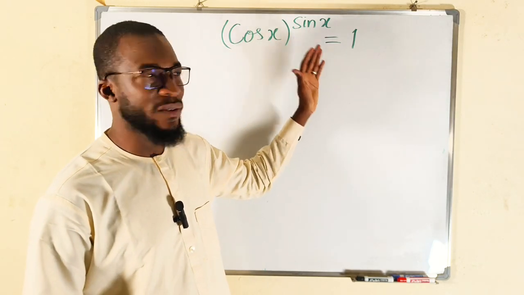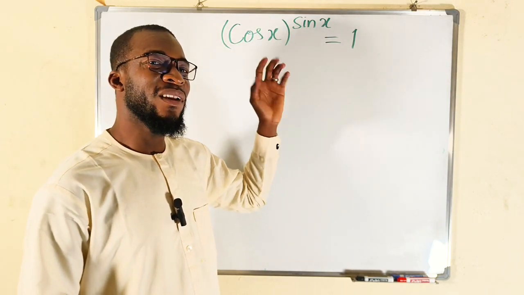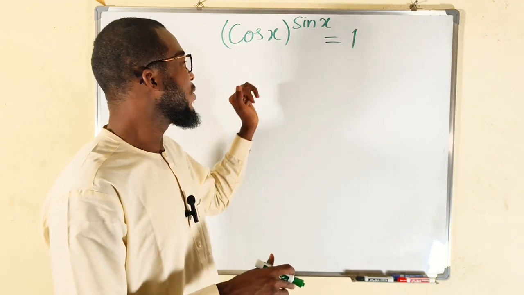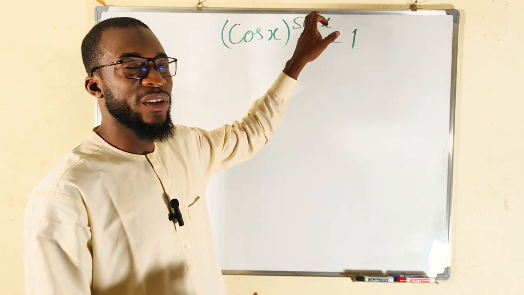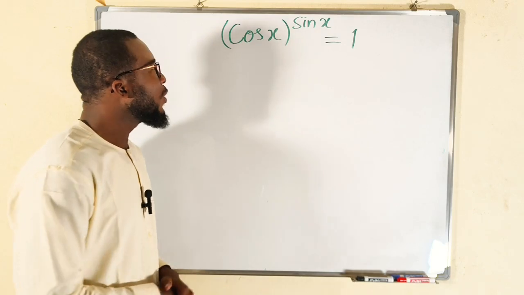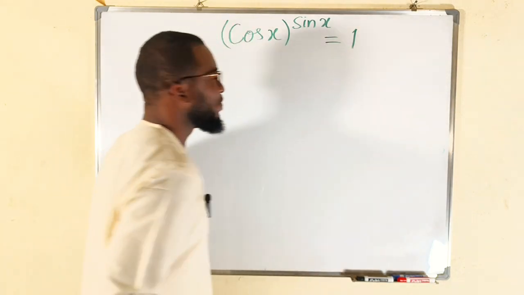In this tutorial I'm going to provide a solution to this problem, which is cosine x raised to the power of sine x equal to 1. I've seen another version of this tutorial on Black Pen Red Pen channel where he solved sine x to the power of cosine x to be equal to 1. So I want to give this a try. On what condition will this statement be true?